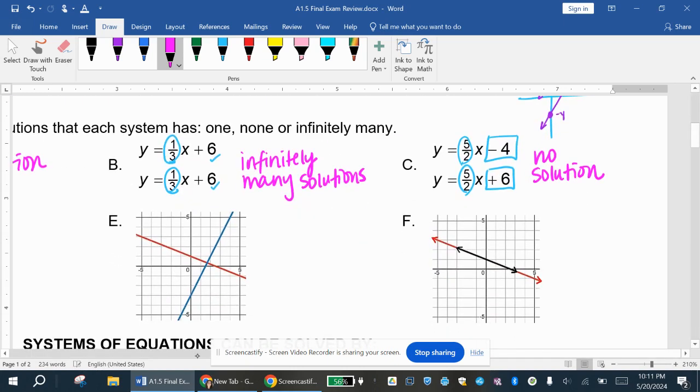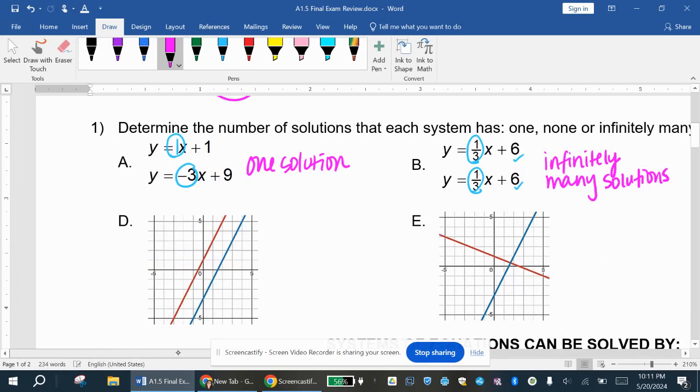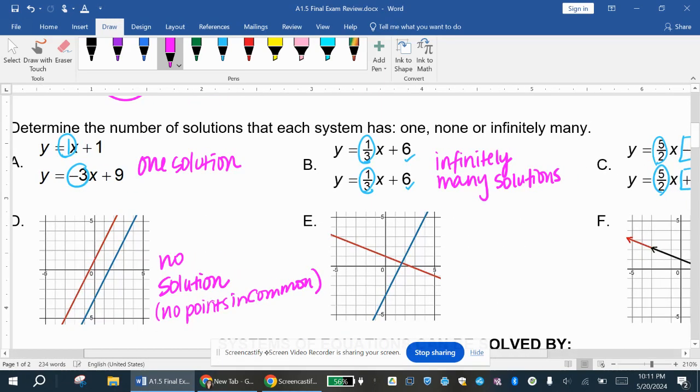Okay, and just by looking at the graph, if they're parallel, they have no points in common, so no solution. Be careful, because sometimes people think that there are two solutions because they see two lines. But remember, solution means points in common, and they don't have any points in common. So therefore, no solution.